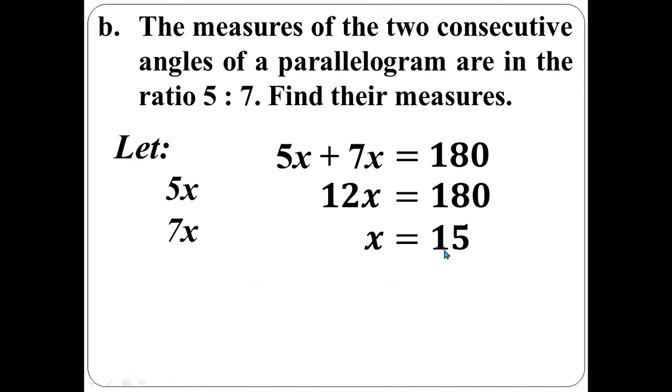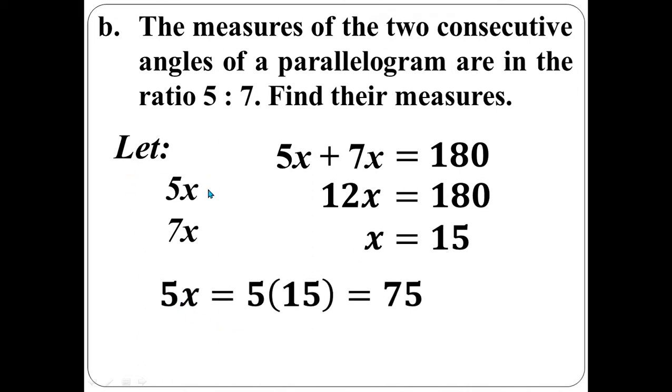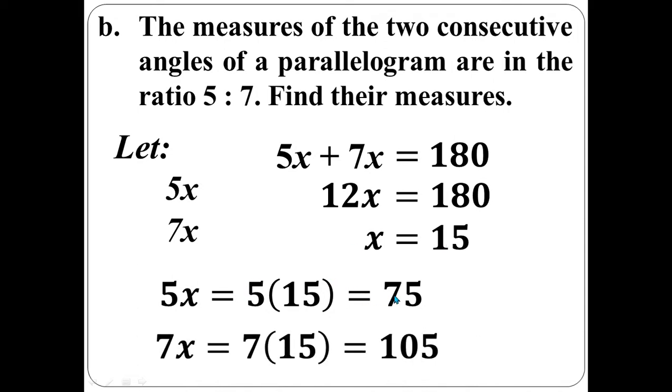So now, get yung ating 5. So multiply 15 sa 5, so it is 75. At yung isa naman, 7 times 15 is 105. So when we add these two, 75 plus 105, it is equal to 180.